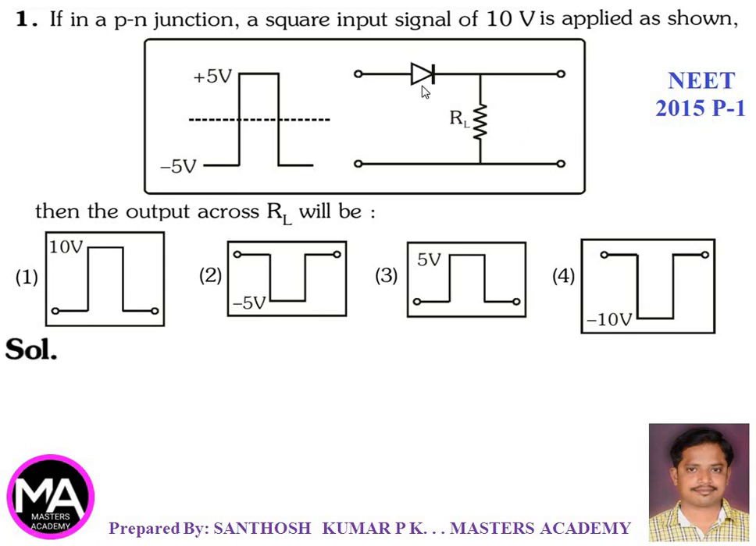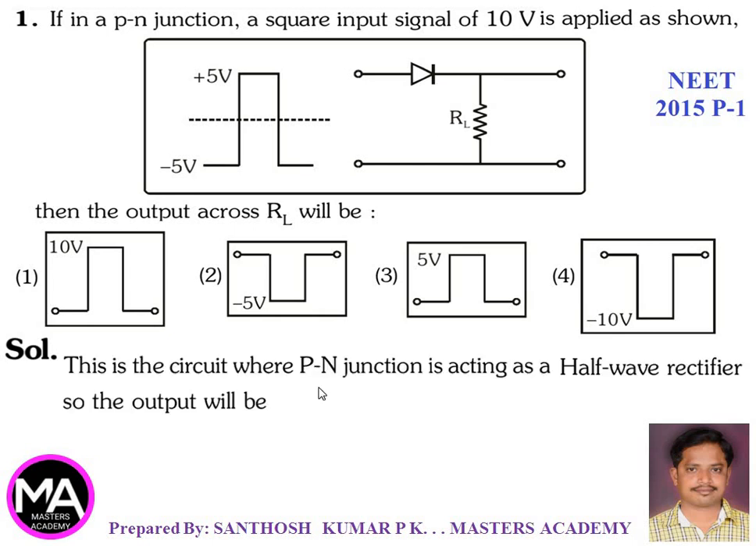Solution: here you are having a single diode and it will work as a half wave rectifier. We know that in a half wave rectifier the output will be for only the positive half of the input signal. Therefore, the output will be only this part, that is 5 volt. Therefore, the option is third one.